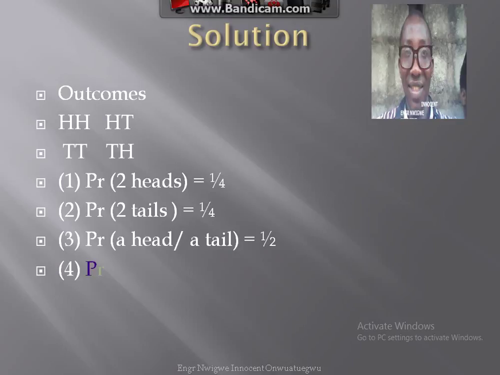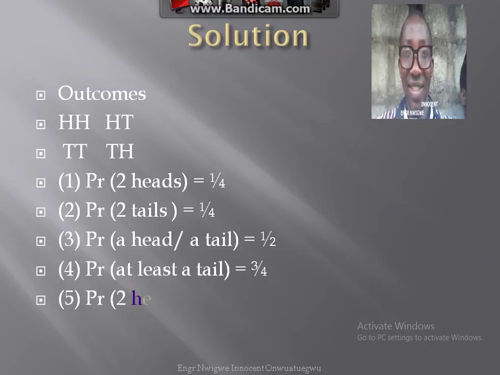4. We are asked the probability of getting at least a tail. Tail appeared in 3 places: tail tail, tail head, and head tail. So we have 3, the number of possible outcomes, over the total number of outcomes, which is 4. We now have 3 over 4.